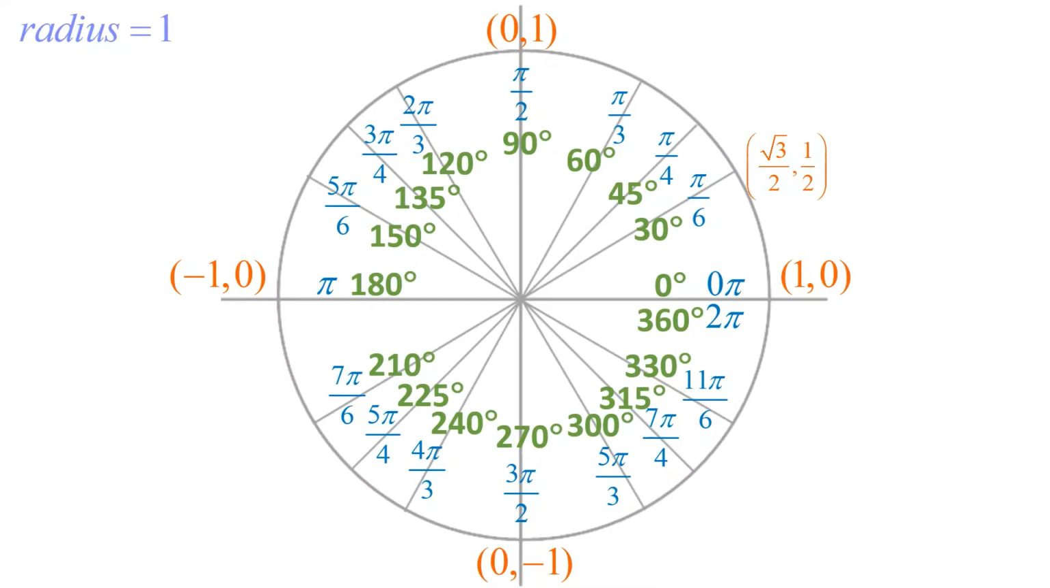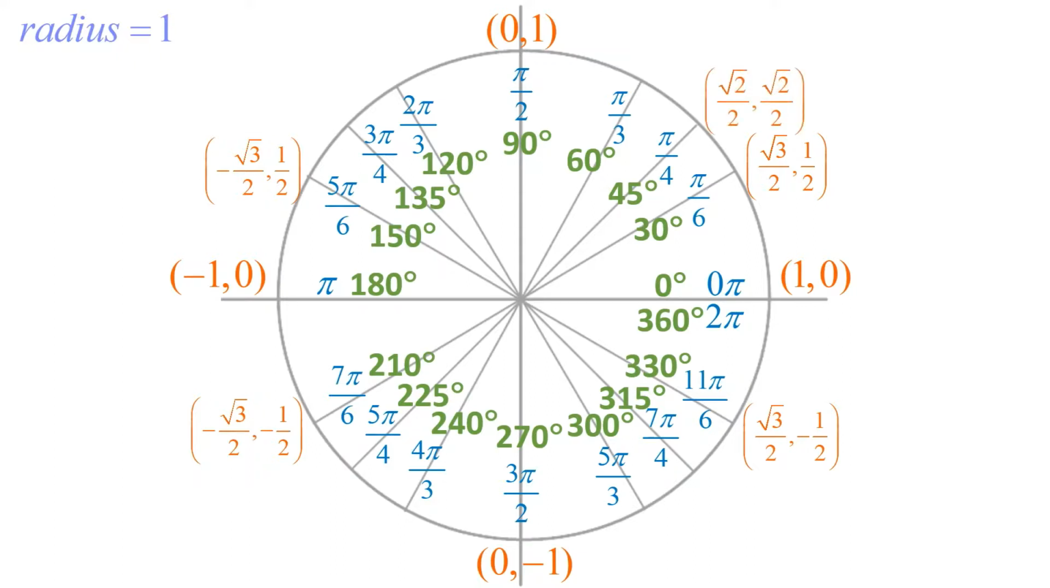If I were to reflect that same exact ordered pair into quadrant 2, the only thing that would change is that my x coordinate would be negative. In quadrant 3, both coordinates are negative. And in quadrant 4, x is positive but y is negative. Let's do the same thing with the other ordered pairs.